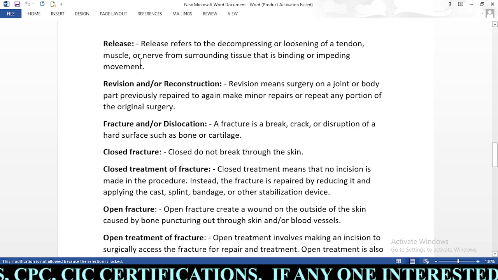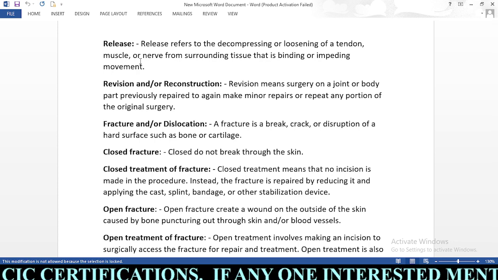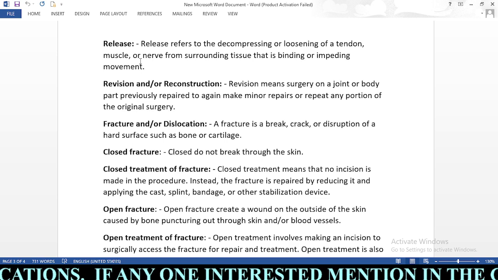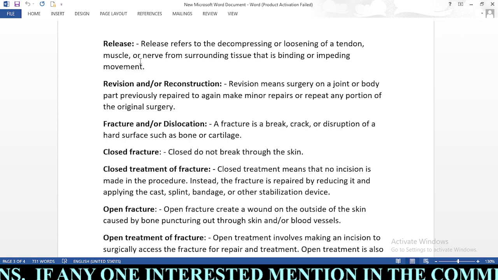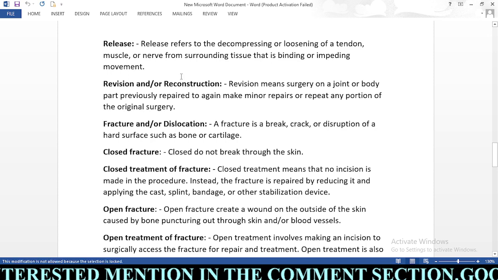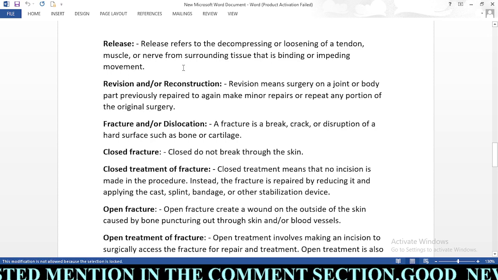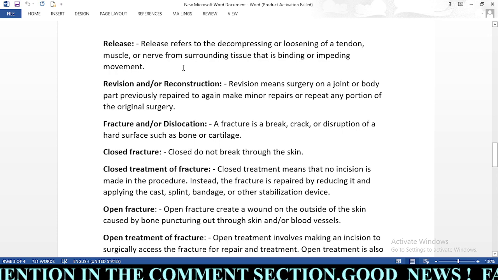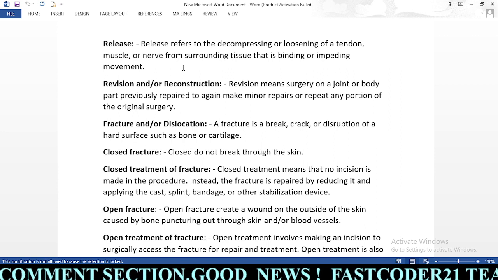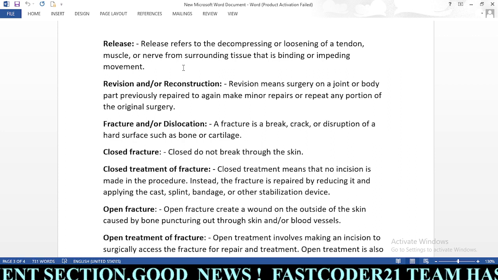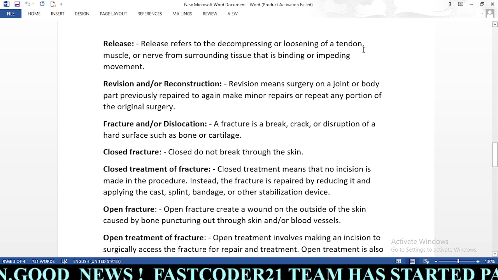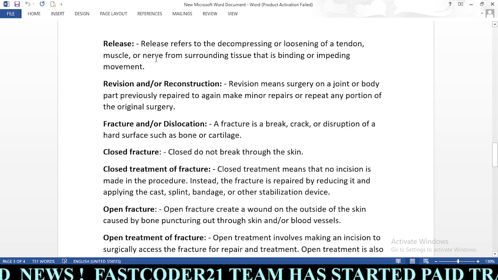Next one is release. So what is release? Release refers to the decompressing or loosening of a tendon, muscle or nerve from surrounding tissue that is binding or impeding movement. So in order to create free movement, the physician will remove the surrounding tissue, which we usually call release. Usually we will find release of adhesions or lysis of adhesions, where the physician will remove or release adhesions from the surrounding body parts like tendon, muscle or nerves.